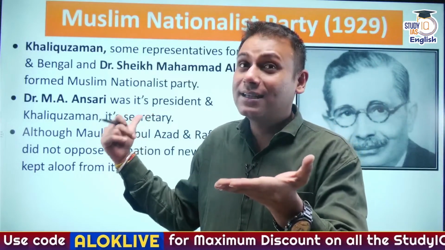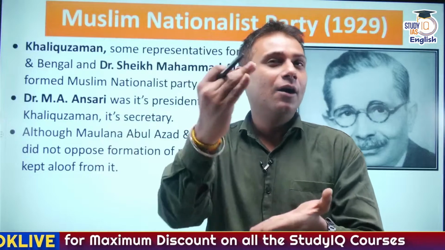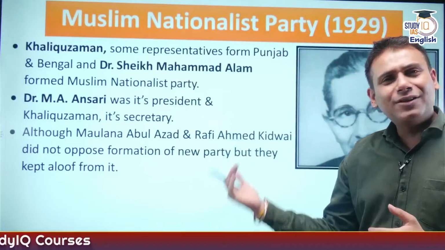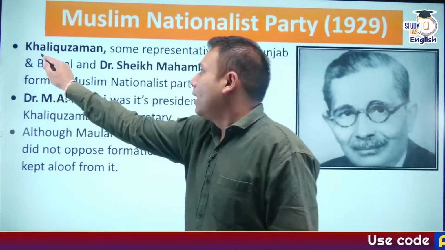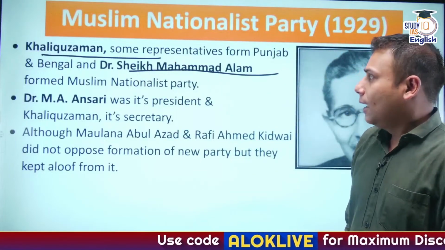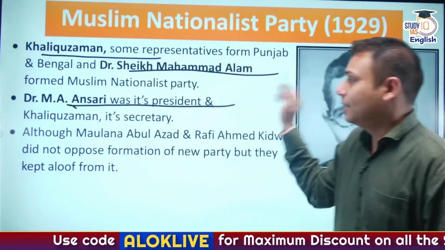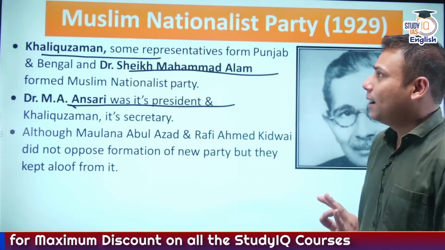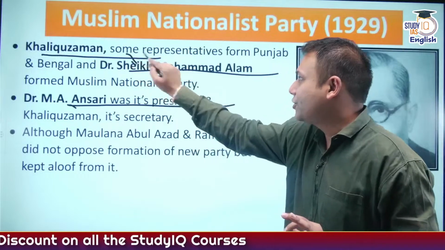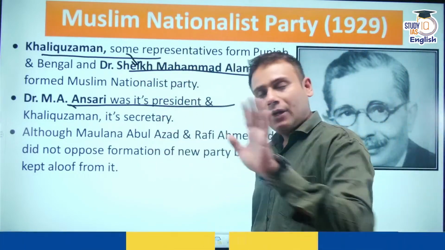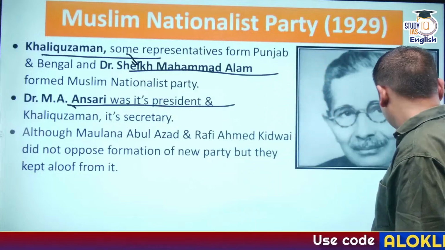We had discussed her right now, a very young girl of 13 to 14 years of age. Okay guys, now the Muslim Nationalist Party, just factual information: it was established by Khalil Khuzaman and Dr. Sheikh Muhammad Alam, and Dr. M.A. Ansari was its president. So just remember the Muslim Nationalist Party established by Khalil Khuzaman and Sheikh Muhammad Alam. It's just a knowledge booster fact.